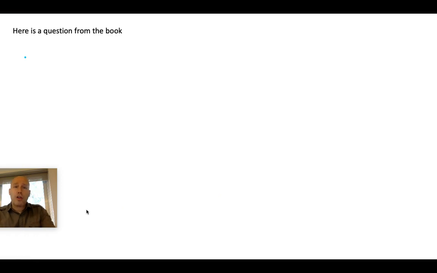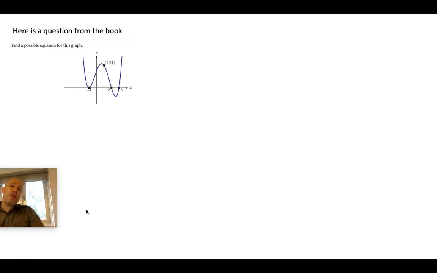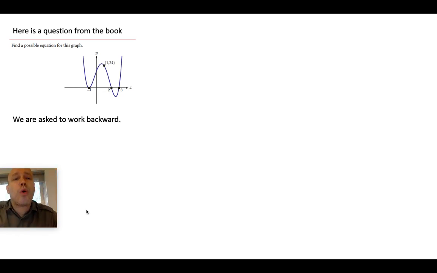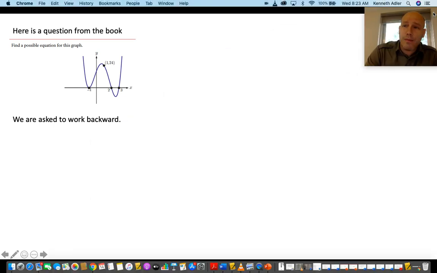Next, here's a question from the book. Find a possible equation for this graph. So immediately you look at it, and once again, you're asked to work backwards. So I want you to think about, what do you see? What do you notice about the shape of the curve? And what do you know about the roots? And what about each of the roots? Okay, let me move my face out of the way.